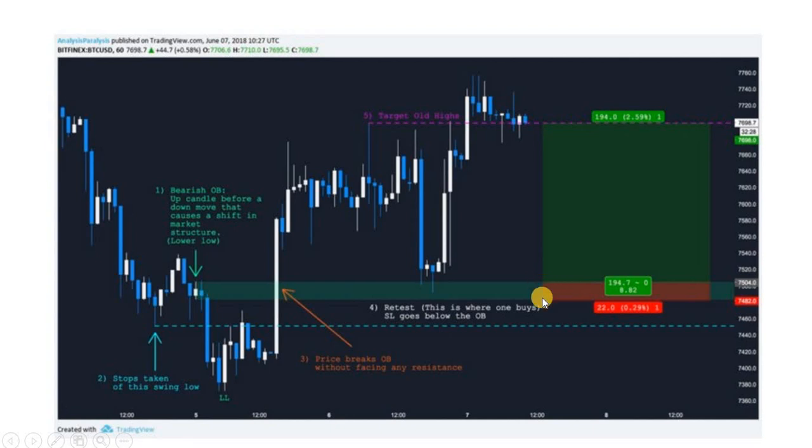We place our entry this way, and eventually look at the profit that was made.